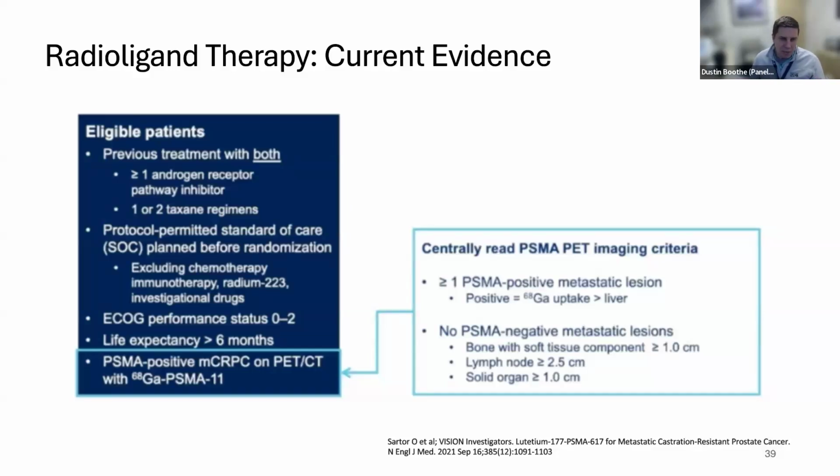And then there's no PSMA negative metastatic lesions. And this is important too, because you're going to see patients with heterogeneous disease, right? These are patients that have sclerotic mets that may not be avid. Well, that didn't keep patients out of these trials. It was bones with soft tissue component. Okay, solid organ disease, lymph nodes that were large that were not avid. That's what kept people out of these trials.